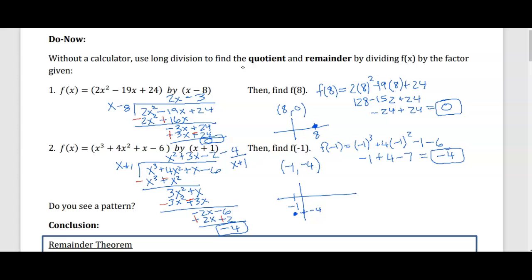They're the same thing. So let's go to the conclusion box, and the pattern we notice is that when you evaluate that function, you'll find out if it's a good 0 or not. If you get 0, then it's a linear factor and a good 0 of your function. If it's any other number, it's not.